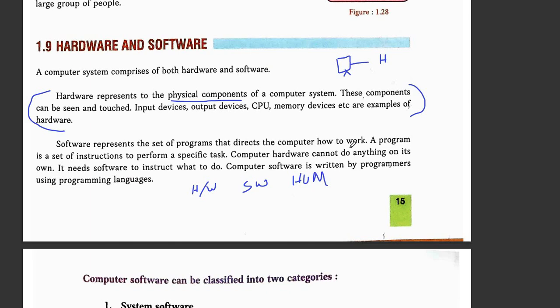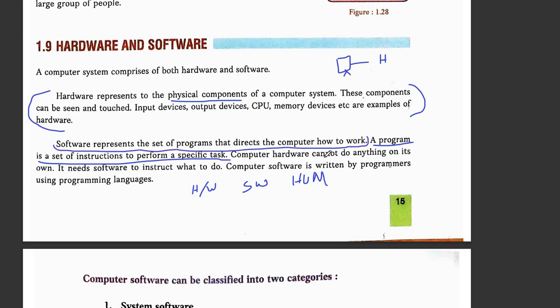That is how a software is used to make the hardware of the computer work for us. Okay? Hardware টোক কাম কৰাবৰ কাৰণে software বিলাক use কৰা হয়। Okay? So what is a software? Software represents the set of programs that directs the computer how to work. A program is a set of instructions to perform a specific task. This is the definition of a program. Okay, and this is the definition of a software.